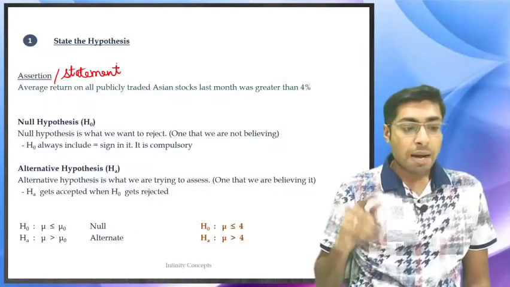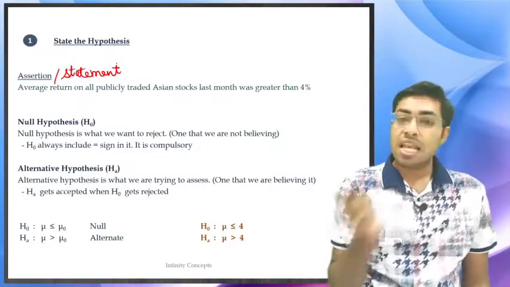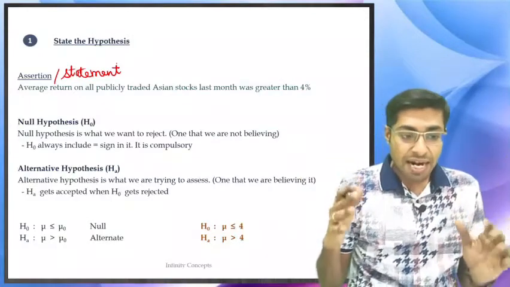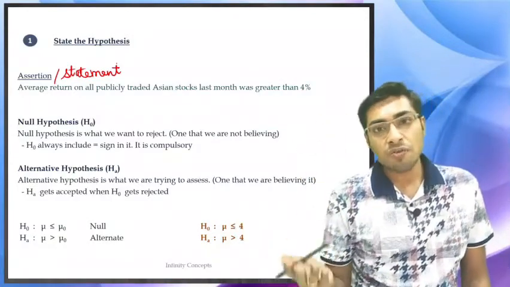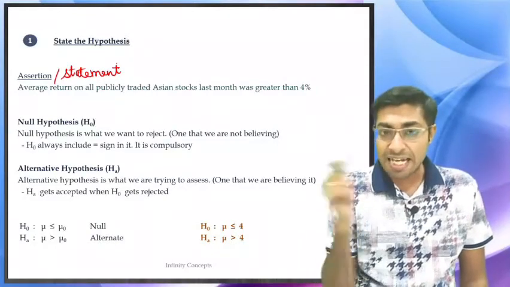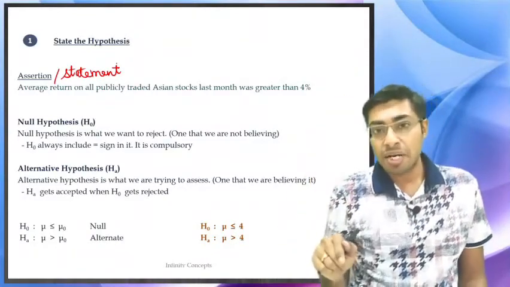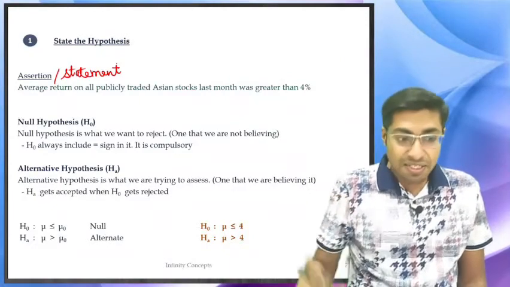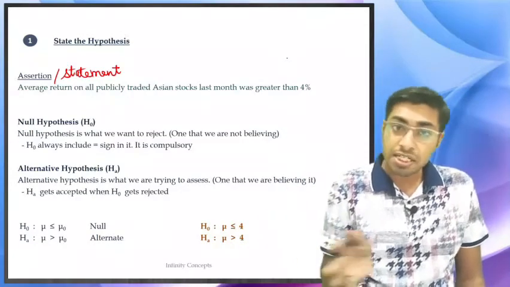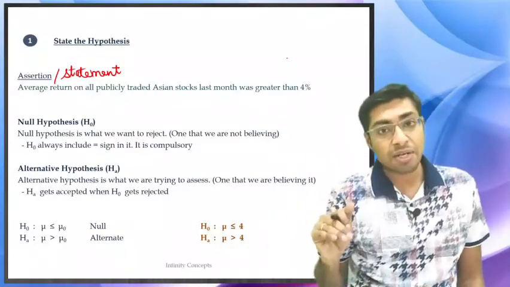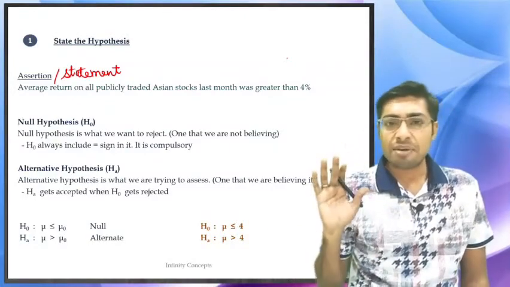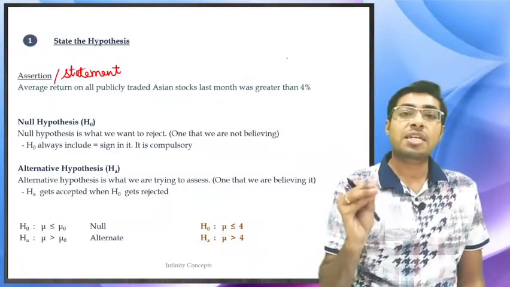Average return on all publicly traded Asian stocks last month, which means all the 22,000 stocks, the mean of that was greater than 4%. This is what you have said. Now you have not actually calculated all those 22,000 stocks return last month and then taken a mean of that 22,000 stocks, and whether it is really coming 4.5% or 4.7% or something more than 4%, or it is coming less than 4%, that you have not actually calculated, but you are just making a statement. Somehow you are making a statement.